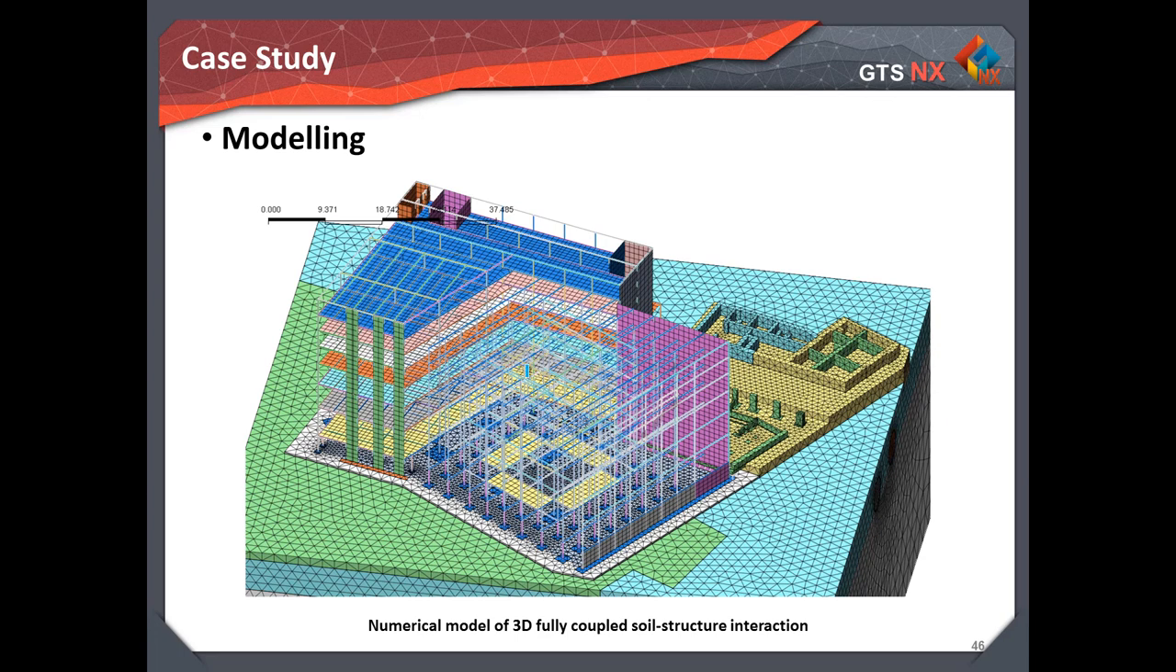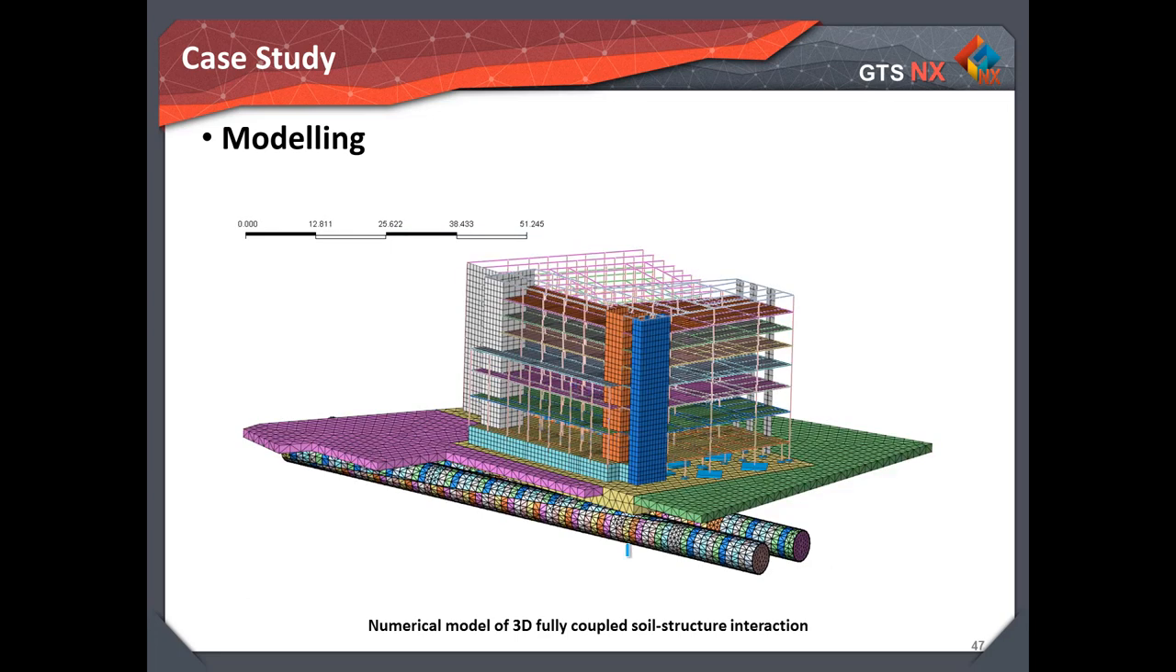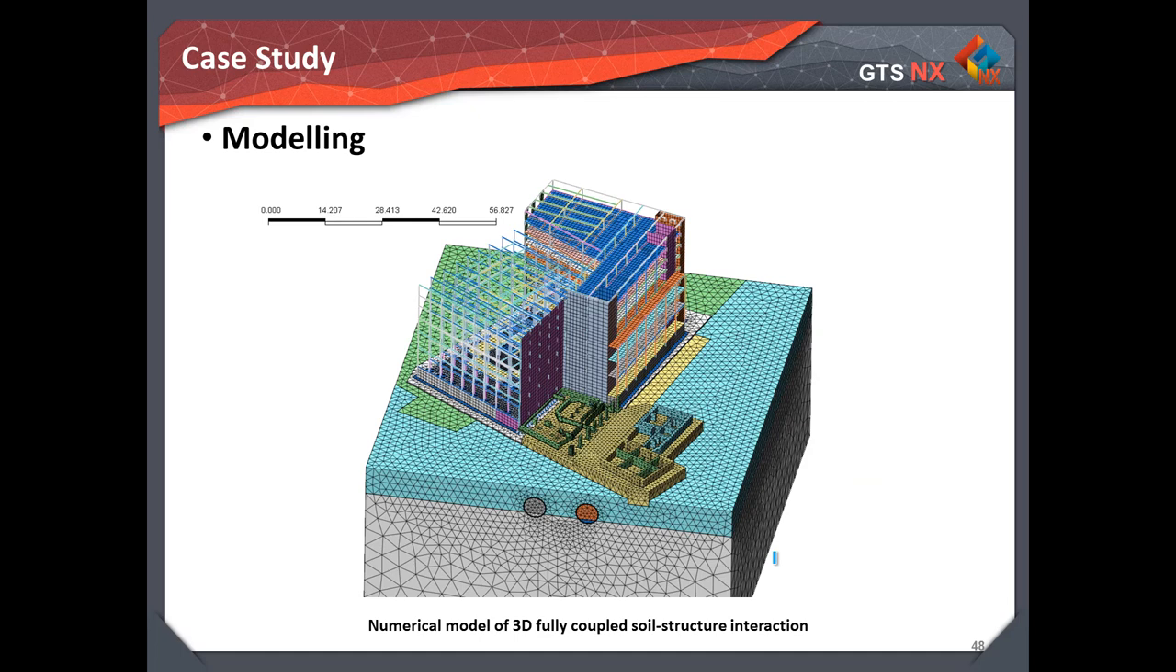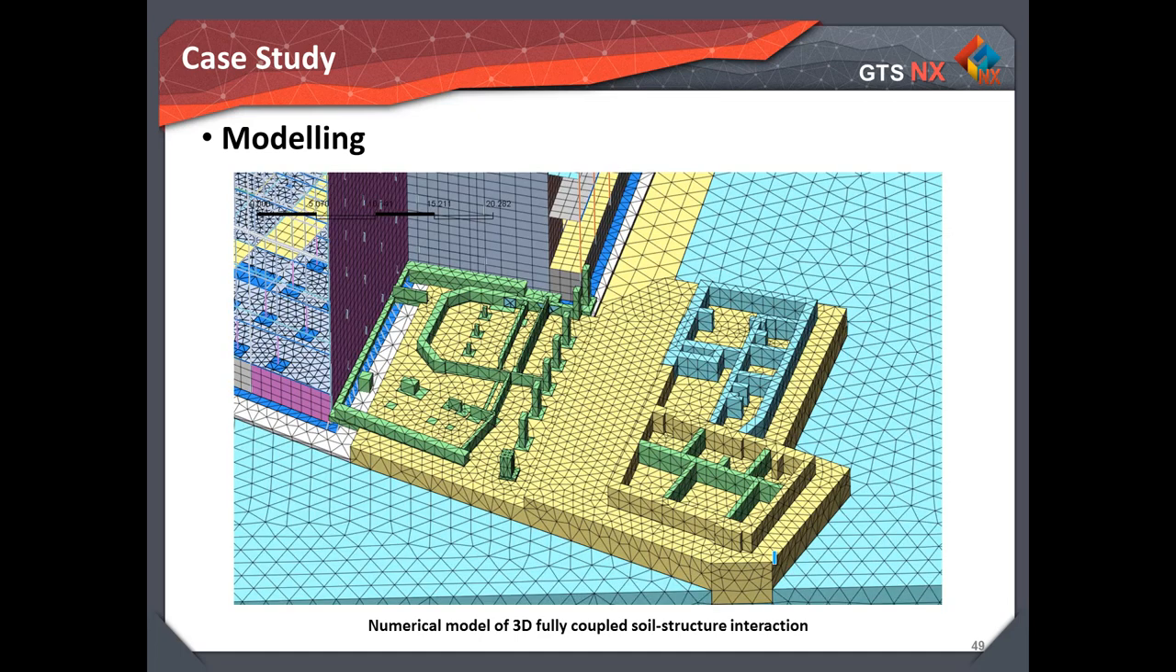After geometry modeling, you can generate the meshing for the ground. For the mesh of the building itself, as I mentioned, you can just import from MIDAS Gen. This slide shows the tunnel meshing on the ground, and another slide shows the superstructure of the model.